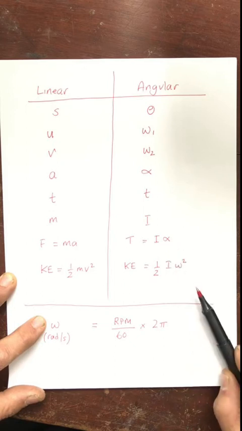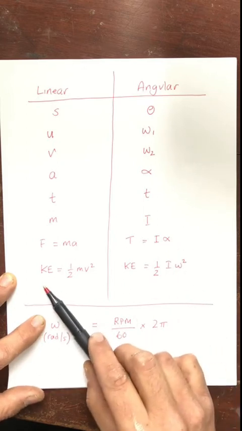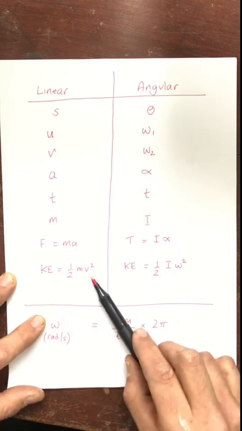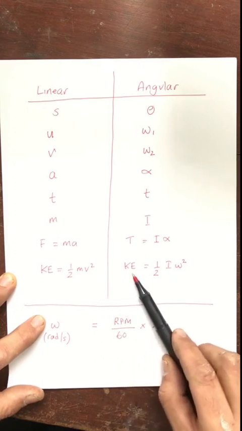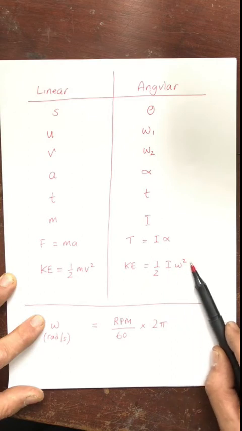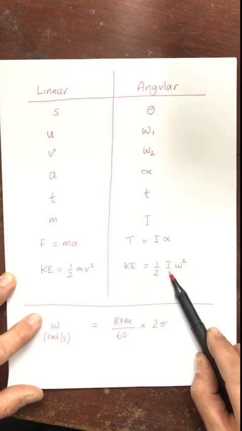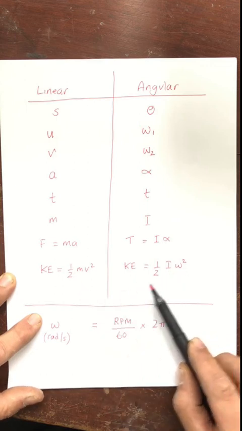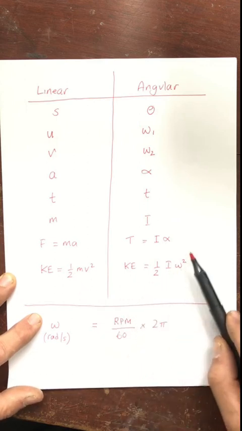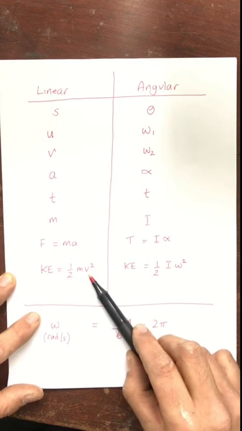Likewise, when you look at energy calculations, in a linear system kinetic energy is half mv squared, while kinetic energy in a rotational system is half I omega squared, where I is the moment of inertia, used instead of mass, and omega squared is the angular velocity squared as opposed to the linear velocity squared.